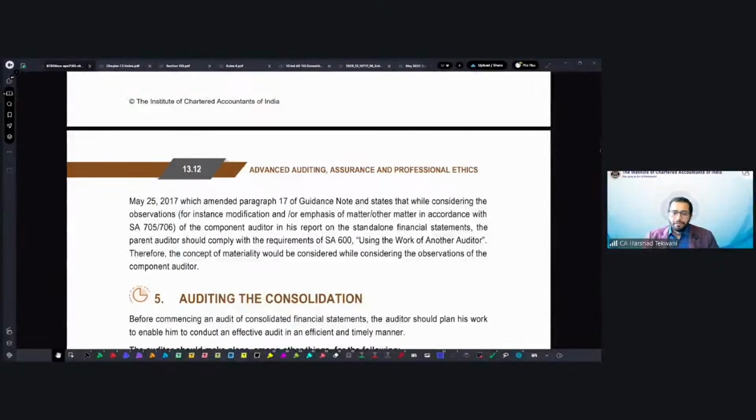Can anyone tell me what the permanent adjustments are? Anyone? Permanent consolidation adjustments. What are these adjustments? Anyone?